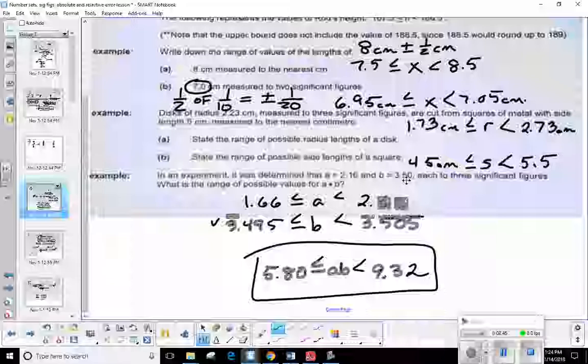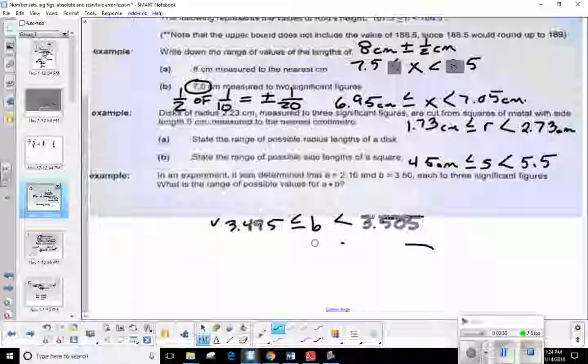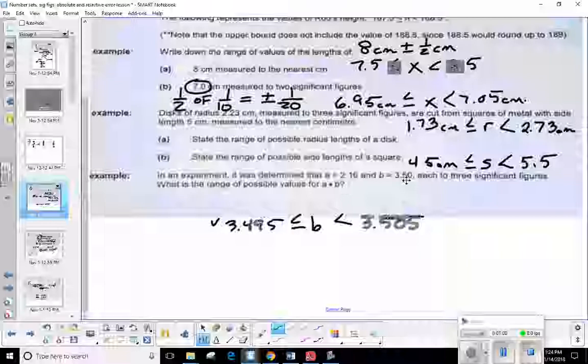We need to take the 2.16 and then add and subtract both 0.005. So that's going to change this, and that'll change this as well. And my timer's going off. That's weird. But is everybody okay with where I'm getting the 0.005 from?